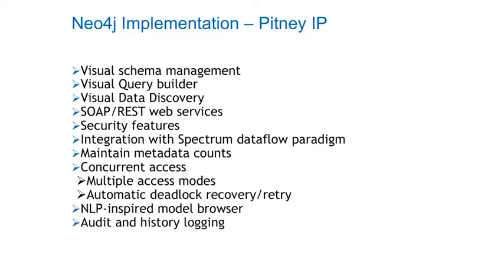Spectrum is the name of the product. The general piece that you build within Spectrum is called the data flow. That usually takes the form of either a batch job or a real-time service, and we have a client for building those things. So things like populating the graph, things like connecting to existing ETL sources, things like integrating with that paradigm, maintaining metadata counts, so how many entities, how many relationships. We wrote a little bit of logic around threading to deal with concurrent access, different access modes, and deadlock recovery retry a little bit better.